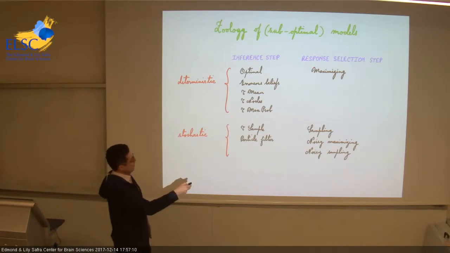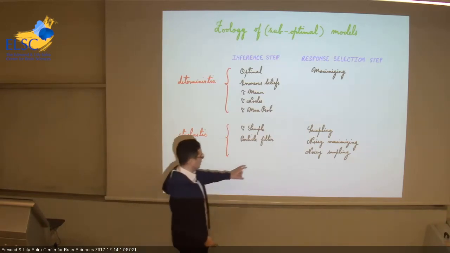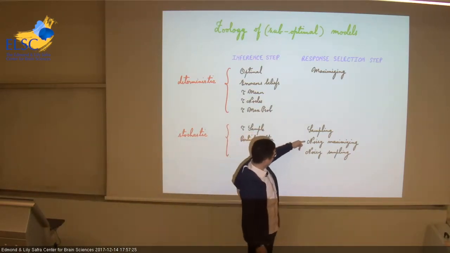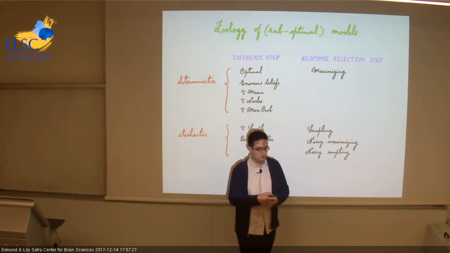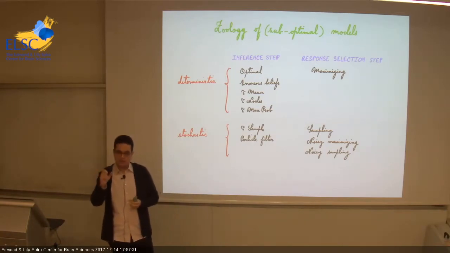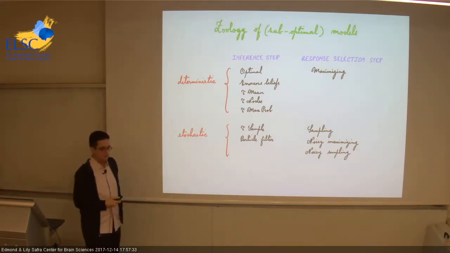And for the response selection step, we have the optimal case, which is maximizing or close to maximizing. And we have this other proposal, which was sampling. In addition, we look at 2 additional models that are also stochastic, which are noisy maximizing and noisy sampling. So you either maximize or sample, but then you add a little bit of additive noise that you can fit.